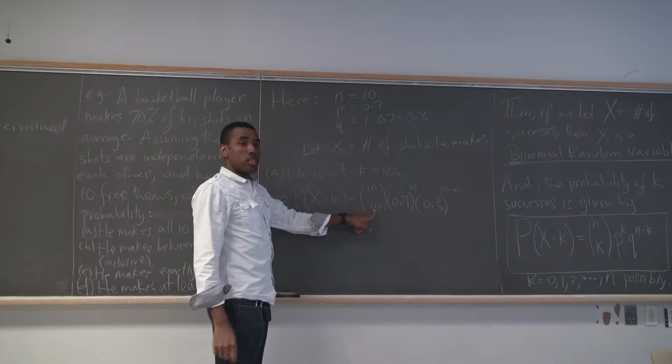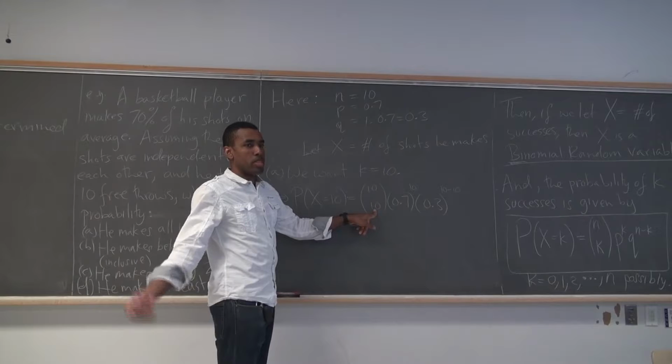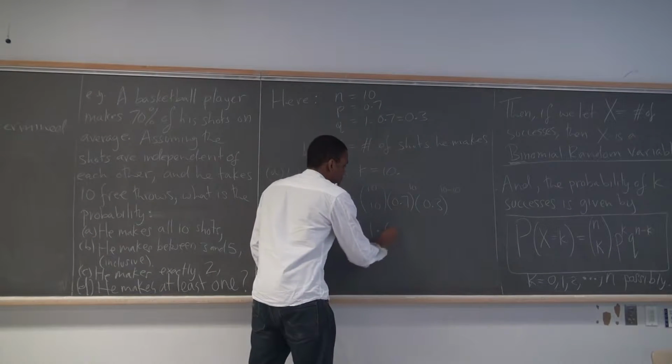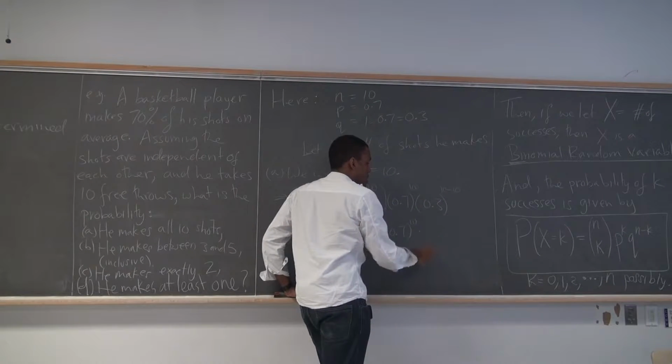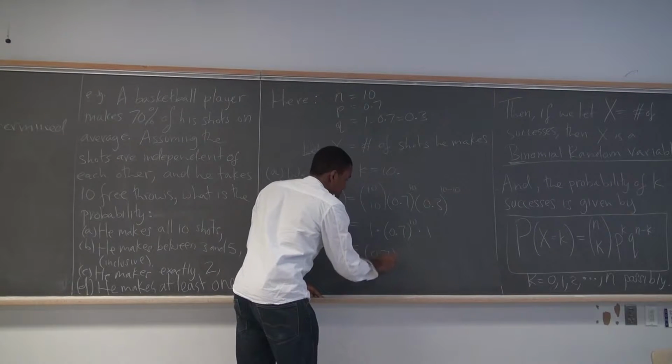Now if you plug this into your calculator, 10 choose 10, how many ways can you choose 10 objects from 10 objects? There's only one way, right? That's going to be a 1. This is just going to give you 0.7 to the 10. This is going to give you 0 power. That's also going to be a 1. So this is actually going to be 0.7 to the 10th power.